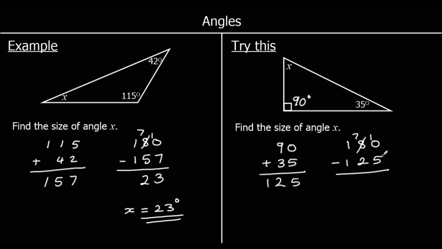So 10 take away 5 is 5, 7 take away 2 is 5, and 1 take away 1 is nothing. So x, our missing angle, is 55 degrees.